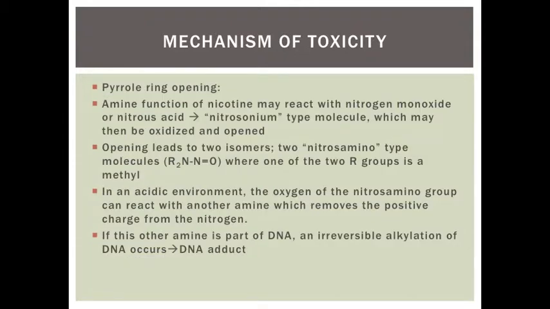The second mechanism of toxicity is a result of the pyrrolidine ring opening. The amine function of nicotine may react with nitrogen monoxide or nitrous acid, which produces a nitrosonium-type molecule, which may then be oxidized and opened. Opening leads to two potential isomers, or two nitrosamino-type molecules with the formula R2N bonded to another nitrogen that is also double bonded to oxygen, where one of the R groups is a methyl.